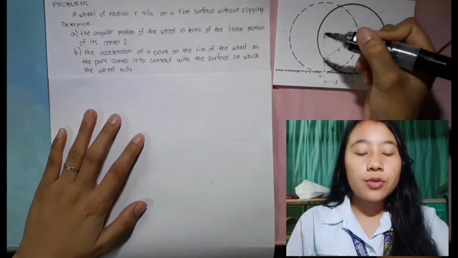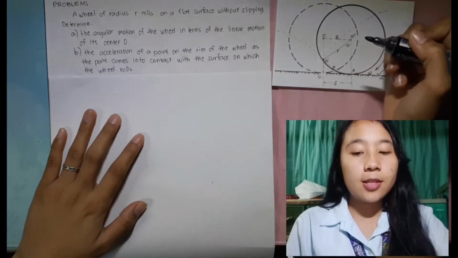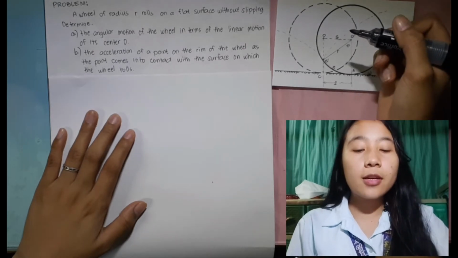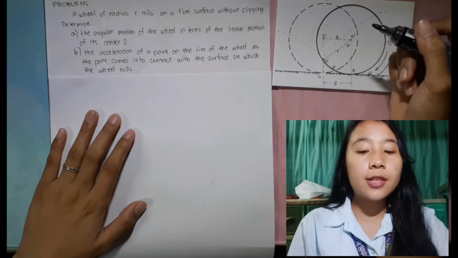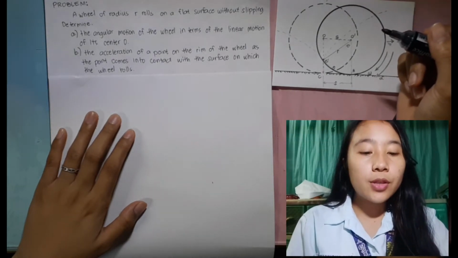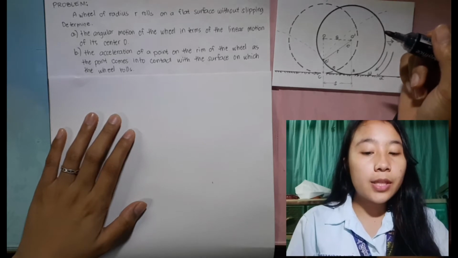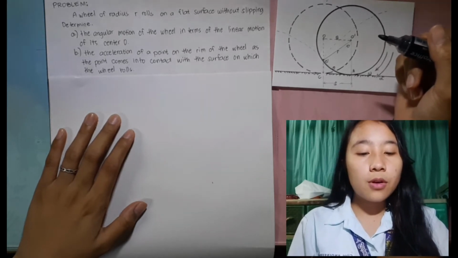From the subject of dynamics of rigid bodies, I will explain one example problem in absolute motion. A wheel of radius r rolls on a flat surface without slipping. Determine, letter A, the angular motion of the wheel in terms of the linear motion of its center O. B, the acceleration of a point on the rim of the wheel as the point comes into contact with the surface on which the wheel rolls.